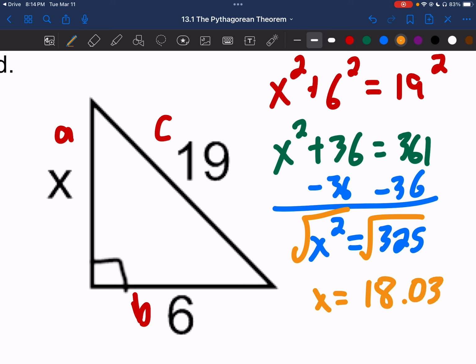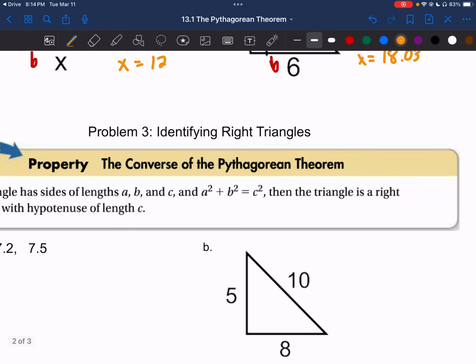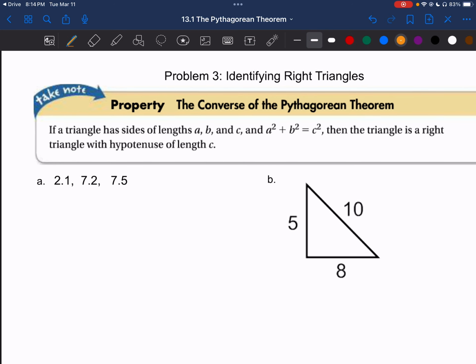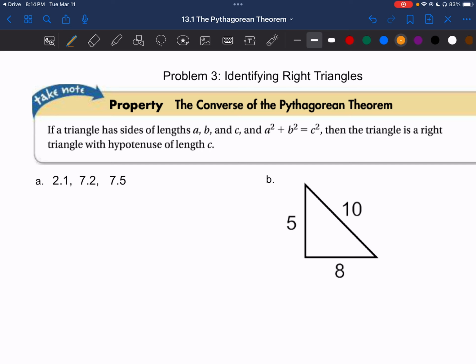All right. So now we're going to talk about identifying right triangles, the second half of our objective for the day. And we have this thing called the converse of the Pythagorean Theorem. And it states that if a triangle has side lengths of A, B, and C, and A squared plus B squared is equal to C squared, then the triangle is a right triangle with a hypotenuse of length C. So if you substitute the three values into the equation and it is true, it is a right angle. It is a right triangle.